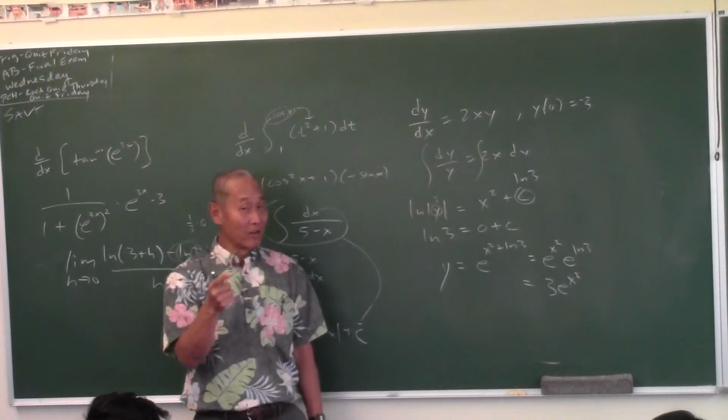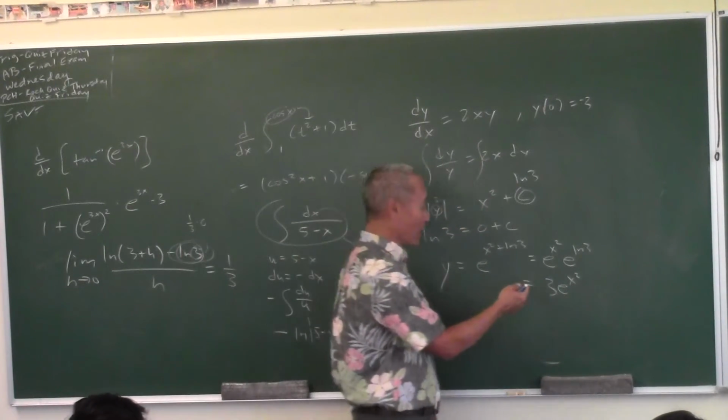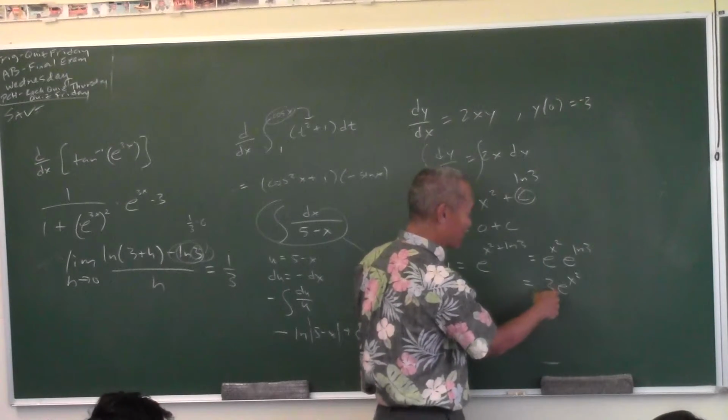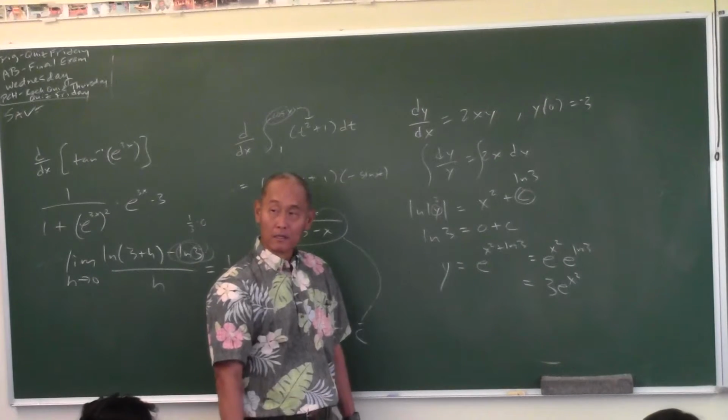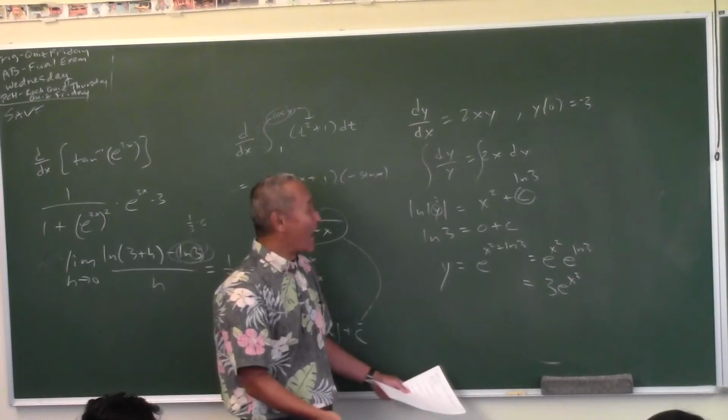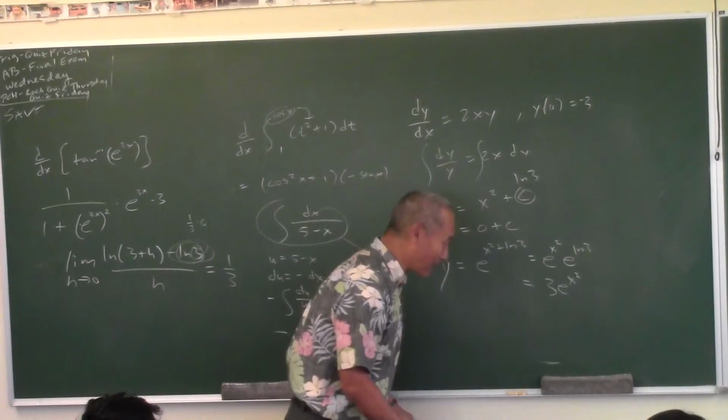I guarantee you, if this is a multiple choice question, one of the answers is going to be 3 plus e to the x squared. I guarantee you're going to get tricked. But we're going over it now.